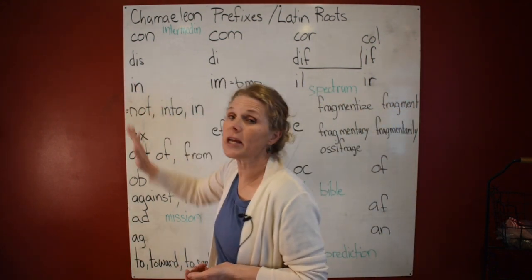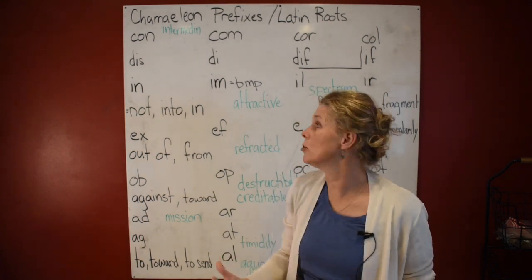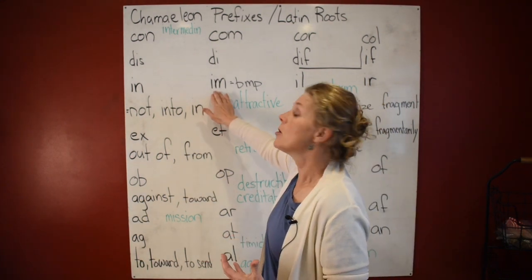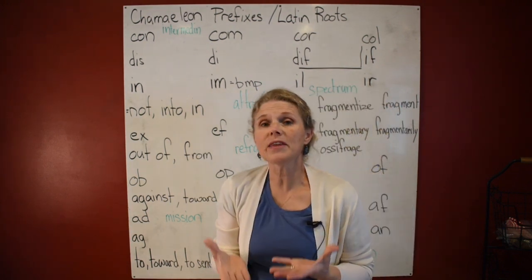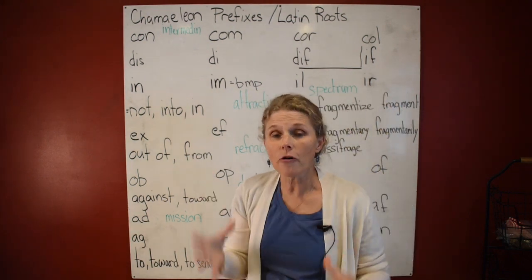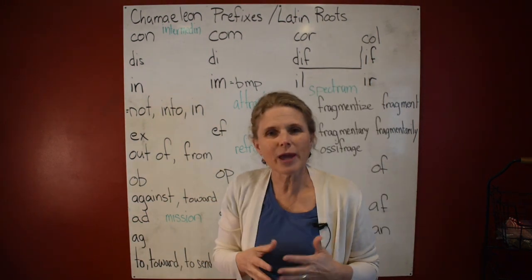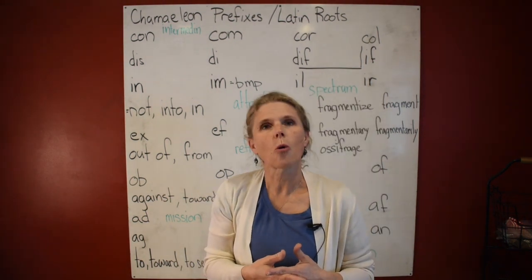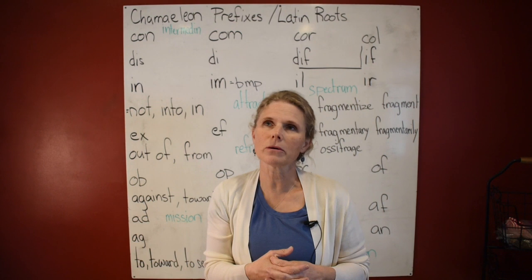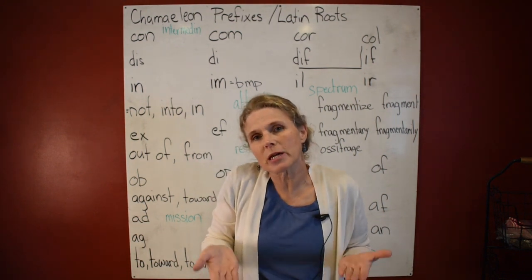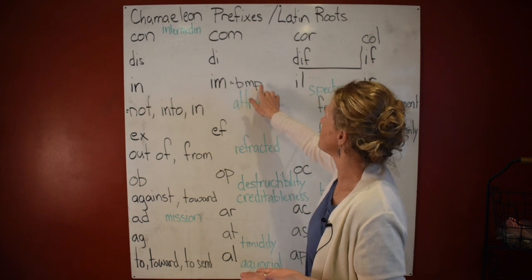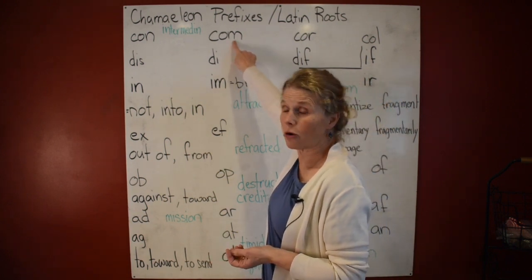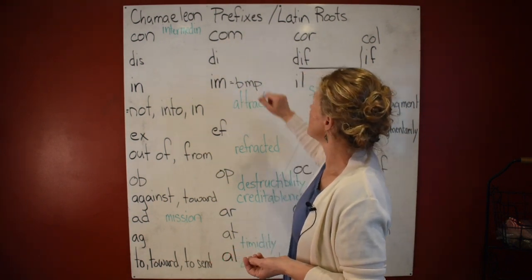This is the main one. It goes on many, many roots. Then we have im, which only goes on B's, M's, and P's. So I think that is so helpful to know. Well, if you can't hear im or in, is it in or im? But you don't even have to guess, because there's a rule for that. They go on roots that start with B, M, and P. See, the same rule. B's, M's, and P's.